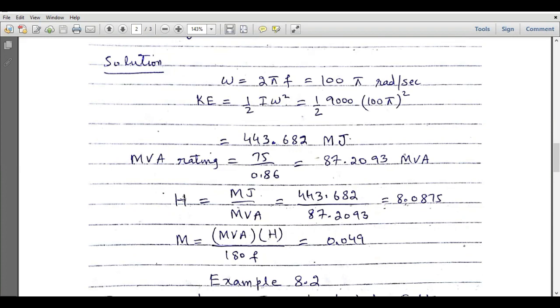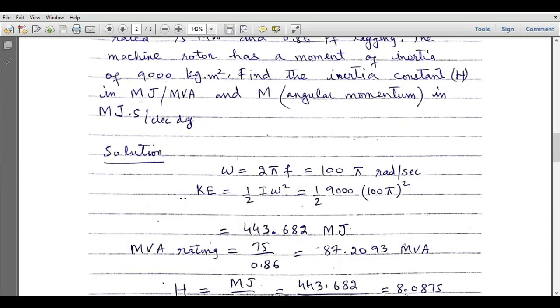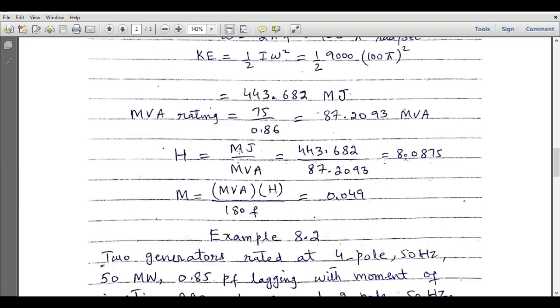And H factor, or inertia constant, is equal to megajoule divided by MVA. So the ratio is equal to 8.0875. And the angular momentum is equal to MVA times H divided by 180 f. So MVA is also called S machine. S machine into H divided by 180 f, and that will be equal to 0.049.